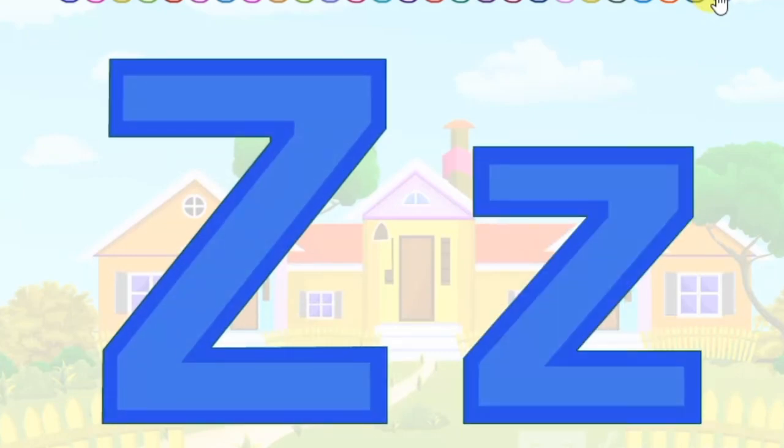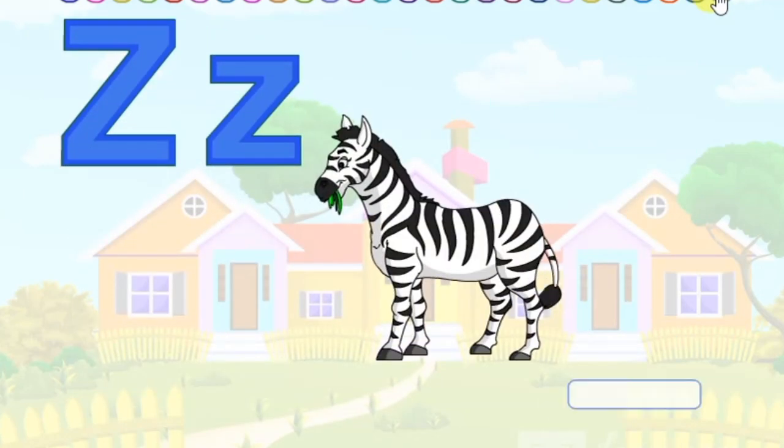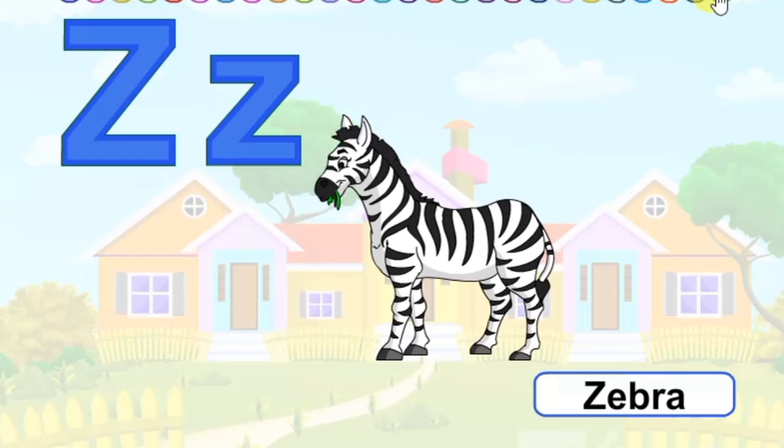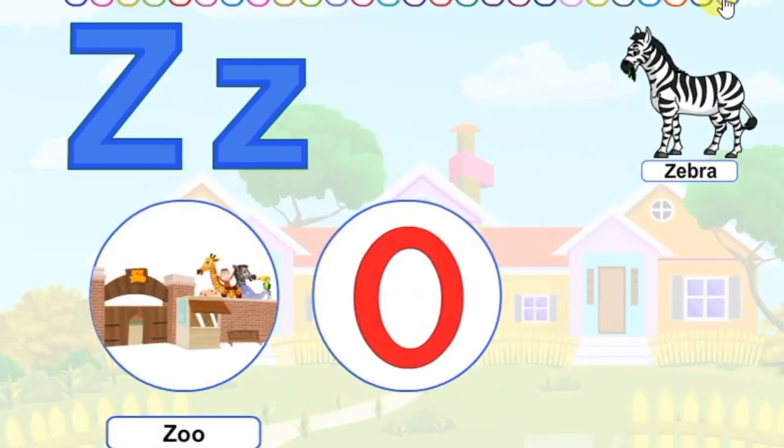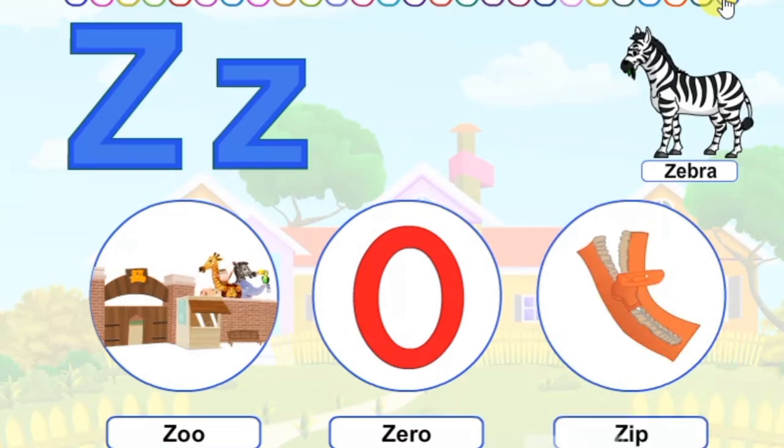Z. Zebra, zoo, zero, zip. Join the dots to make Z.